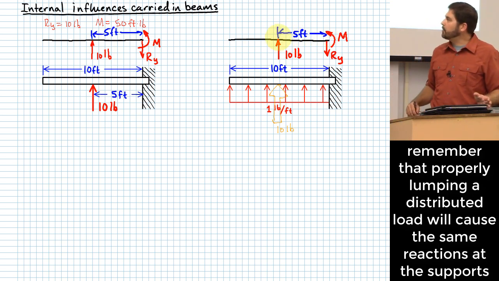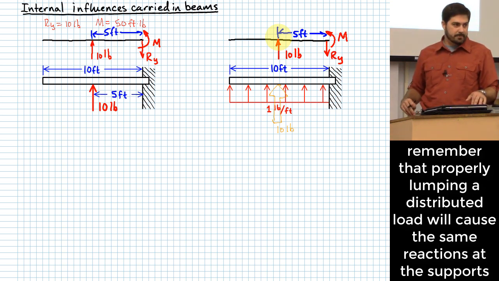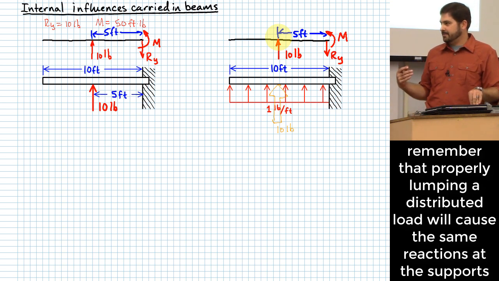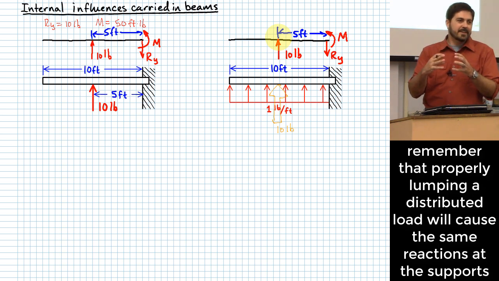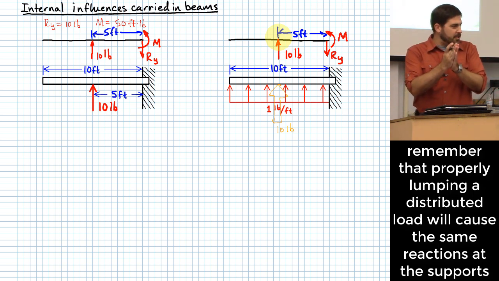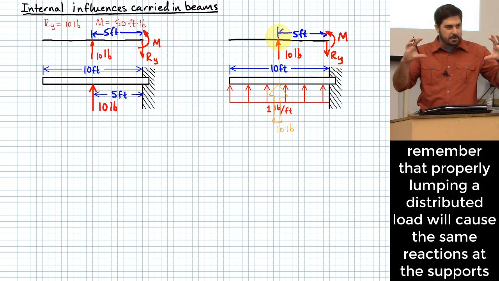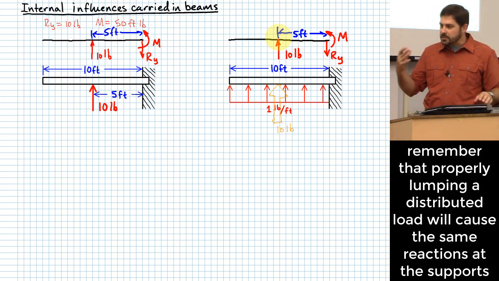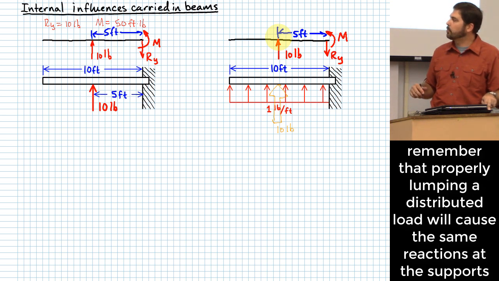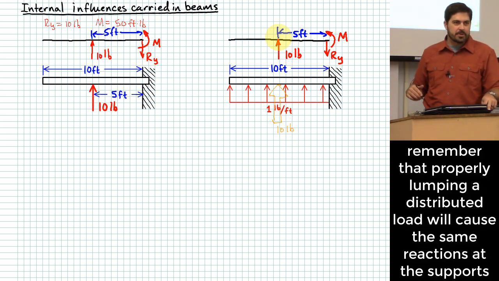I would submit to you that there would be no difference in the reaction at the support, which is really good because that's what I told you the other day, right? I said you should be able to lump all of this distributed load into a particular location located at the centroid of the distributed load, and that total load you could apply at that location with no difference in the reaction to the supports. All right? Well, that's all great, but what I want to do now is confuse this a little bit.